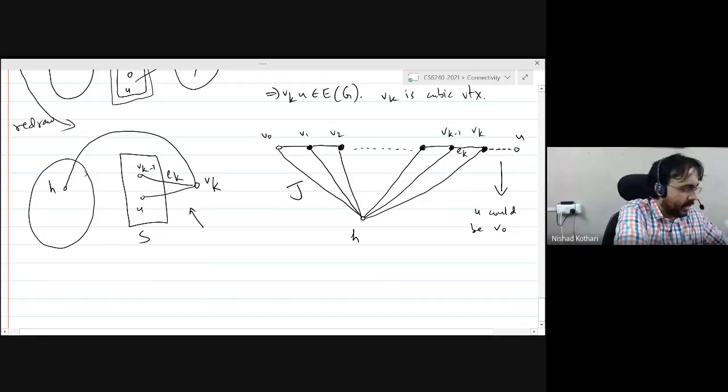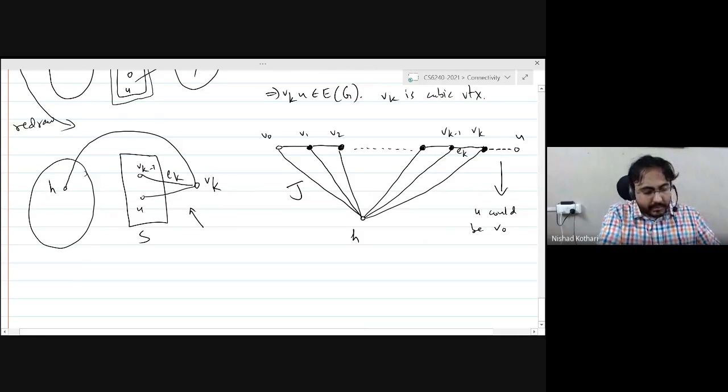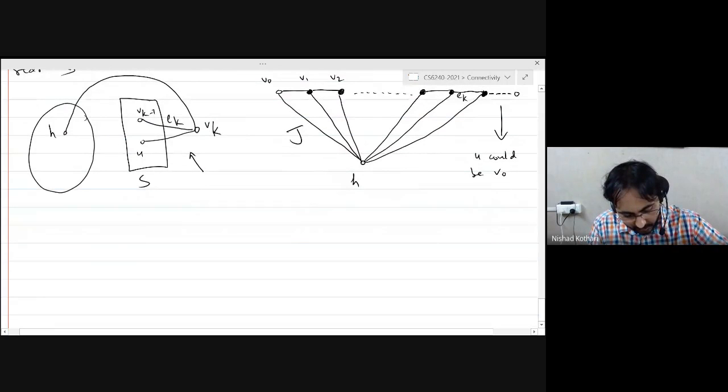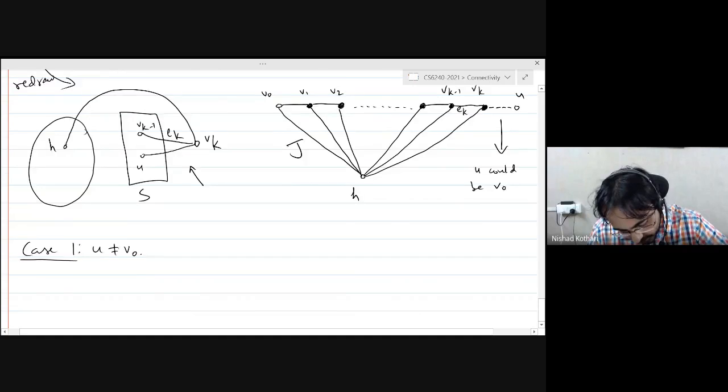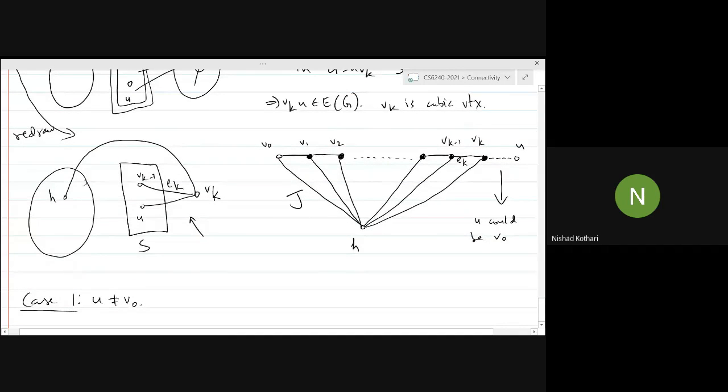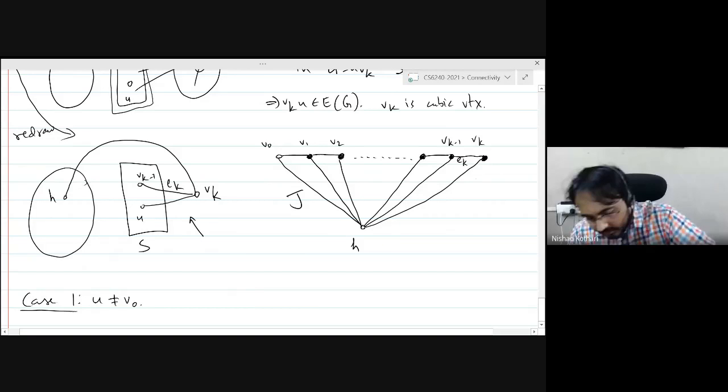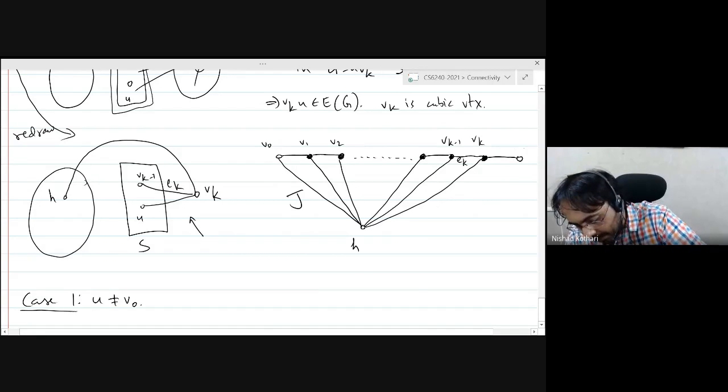Okay. So now let us first consider the case where u is not equal to v0. So now we are going to look at cases. Case 1, u is not equal to v0. Okay, good. All right. So let me make changes to the same drawing instead of making a new drawing again. So let's suppose for the time being that u is a brand new vertex.